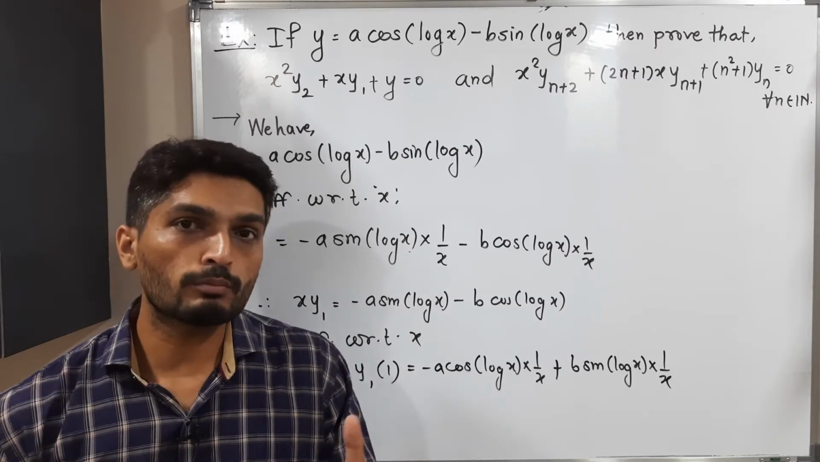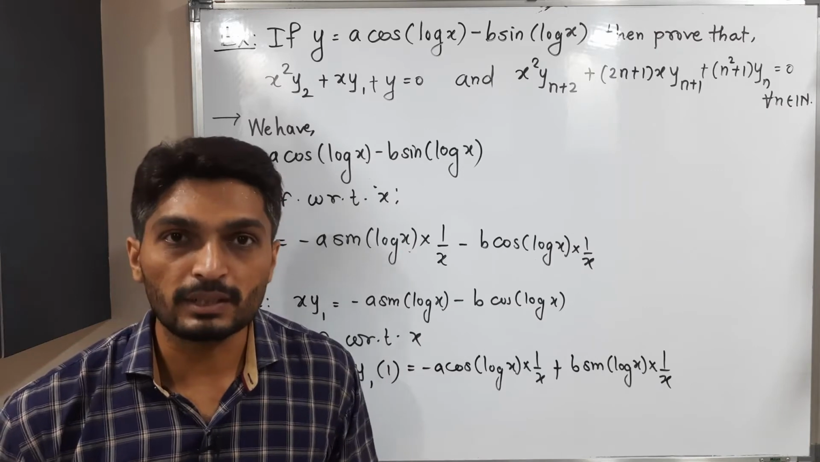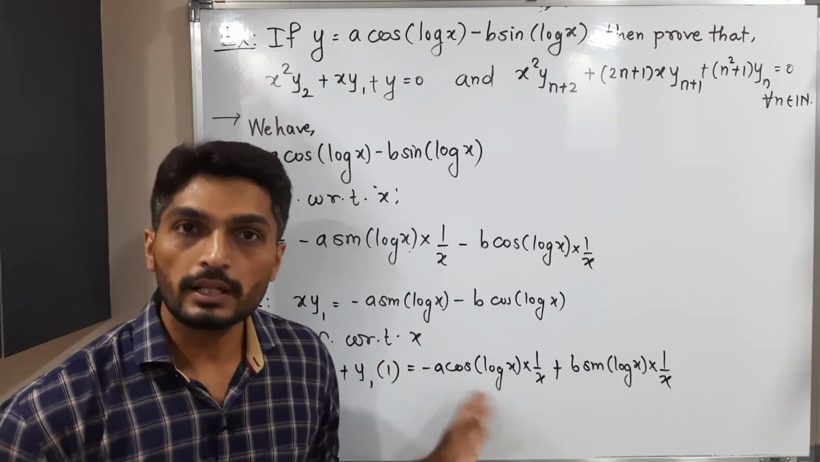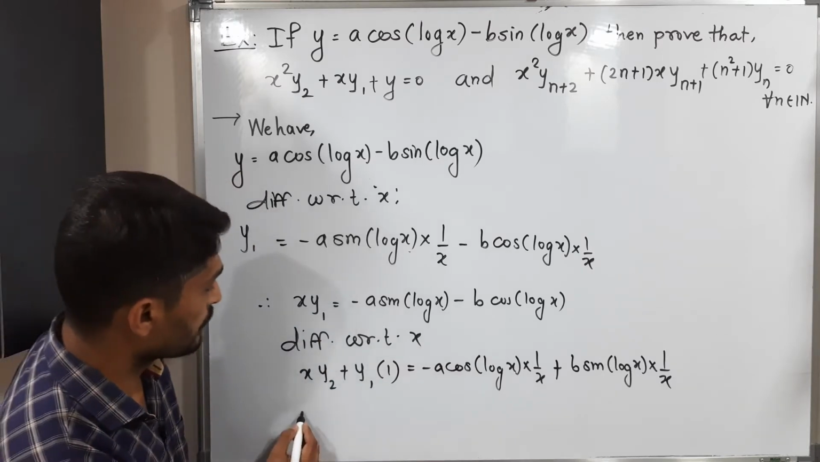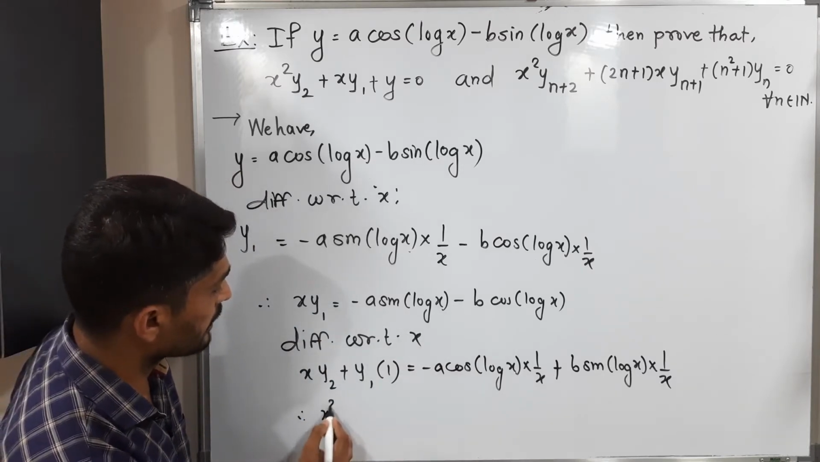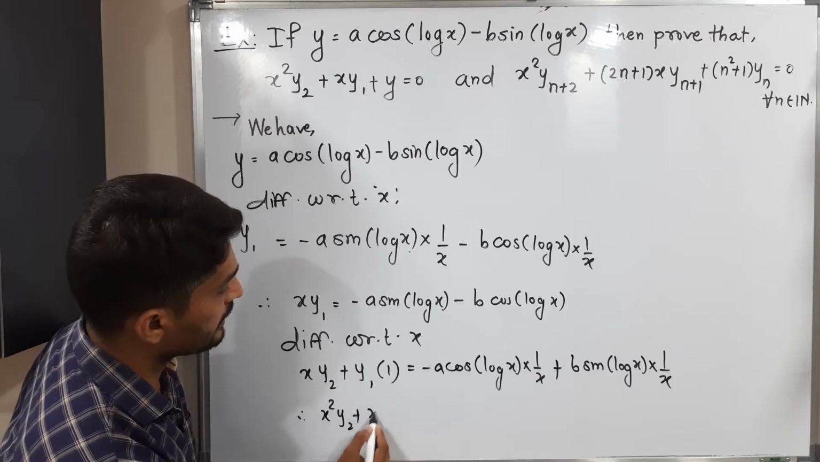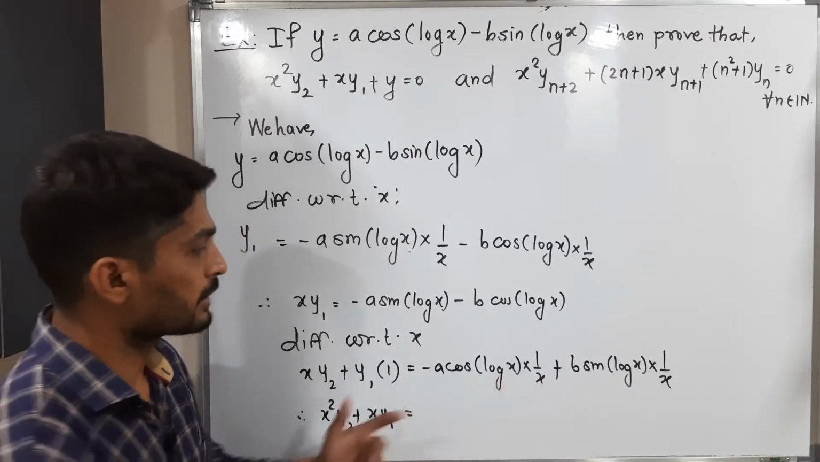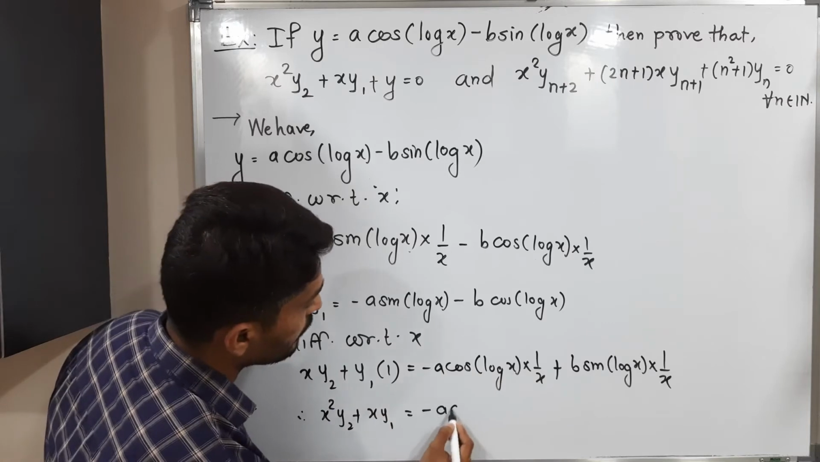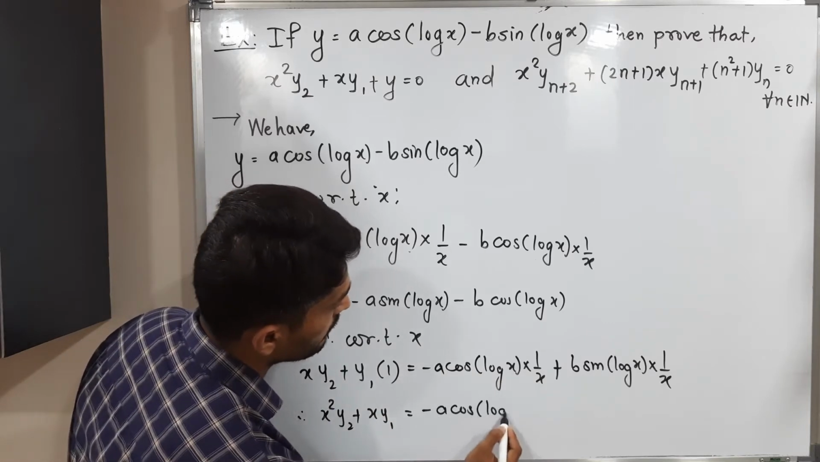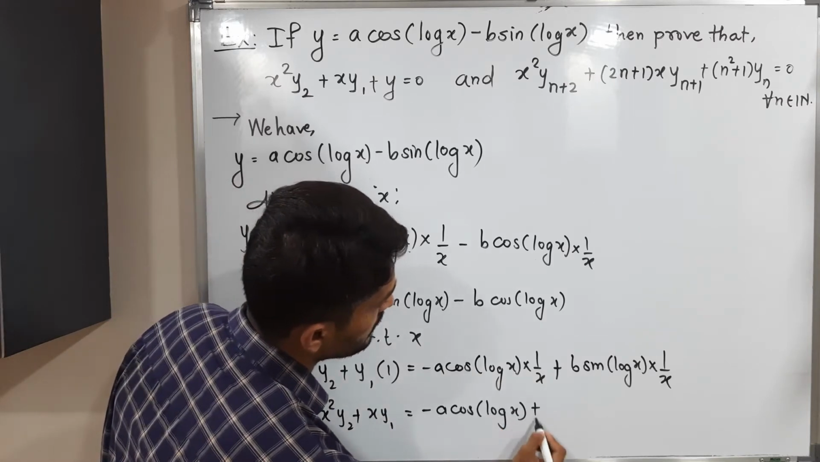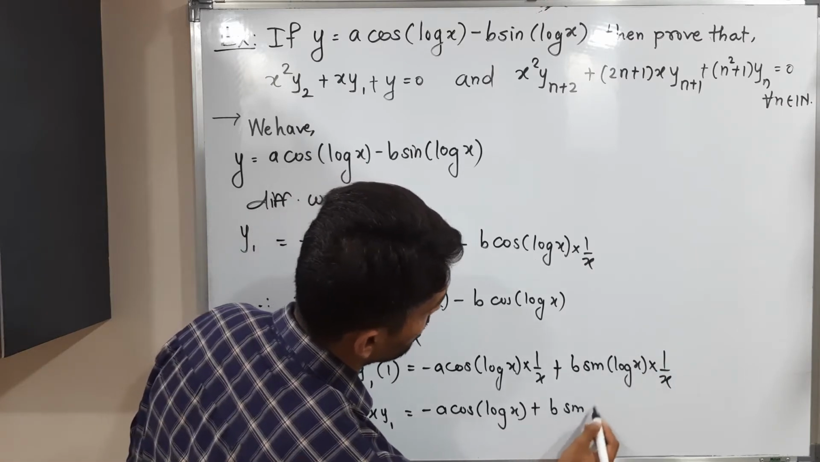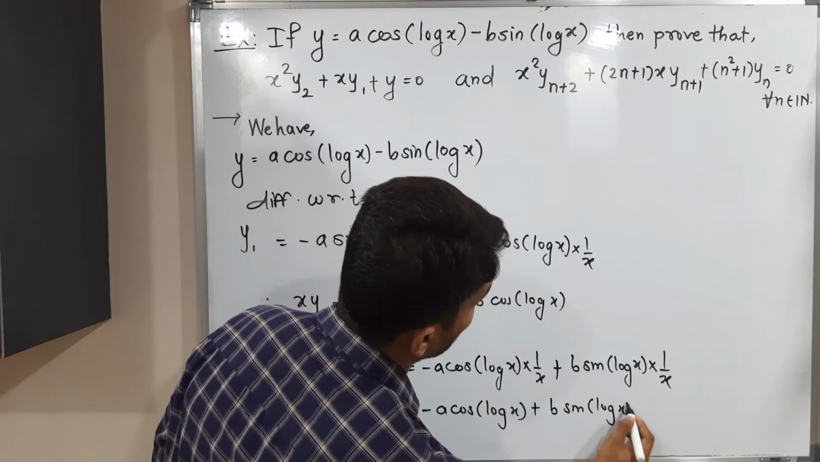So how to remove that 1 by x? The technique is very simple. Just multiply both sides by x. That x into 1 by x will be removed. Let us multiply both sides by x. What will you get if you multiply both sides by x? x square y2 plus x y1, and this is equal to, here I am multiplying by x, so 1 by x will get cancelled, minus a cos log x, plus, if you multiply by x, 1 by x cancels, b sin log x.